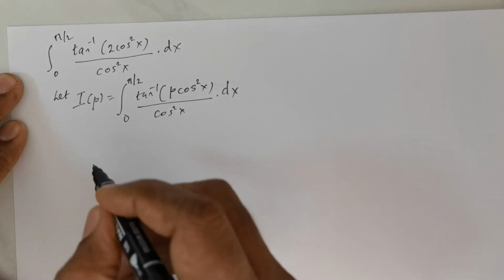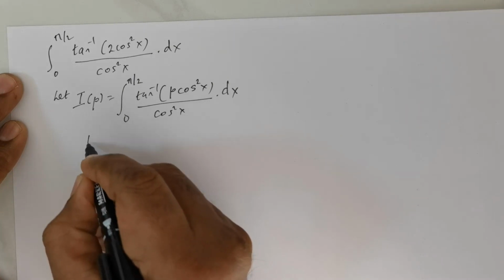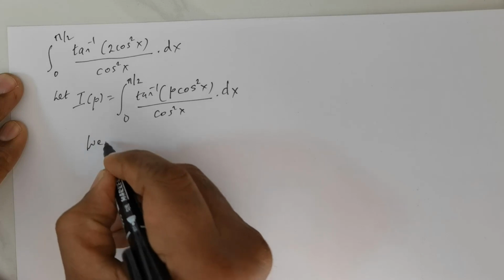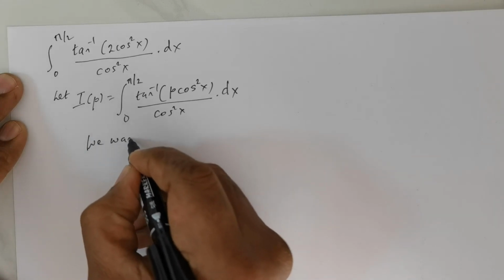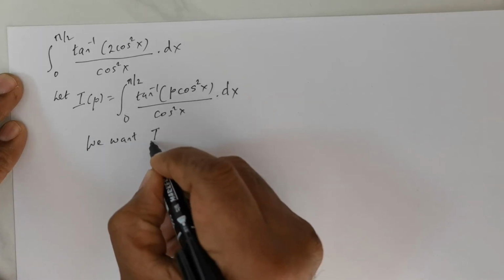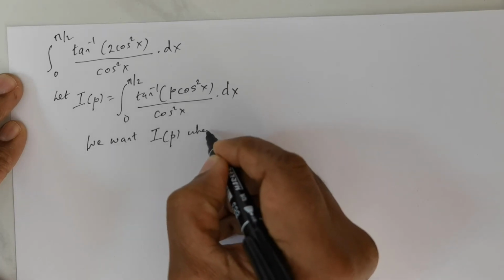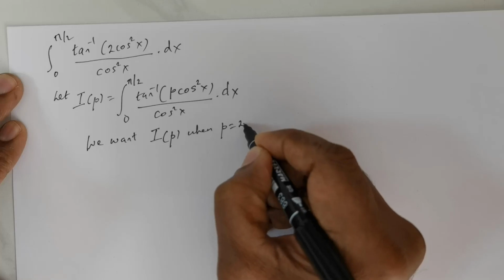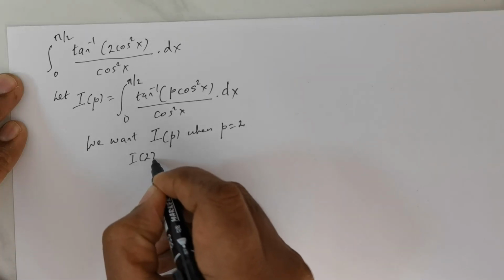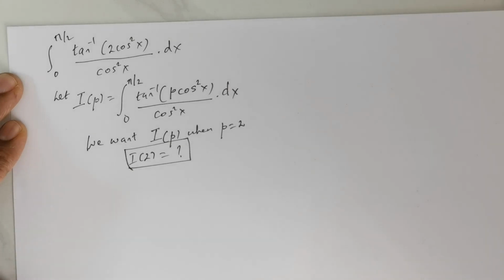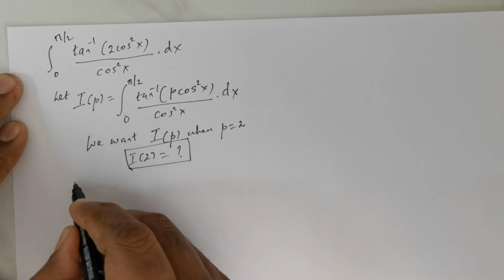Now having got this, I would like to state exactly what we really want. We want I of p when p is equal to 2. So actually we require I of 2. This is our goal. Now for this we also require a boundary condition.